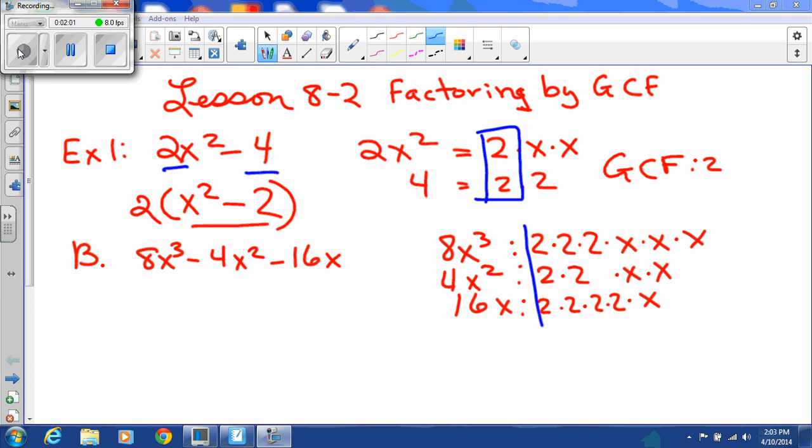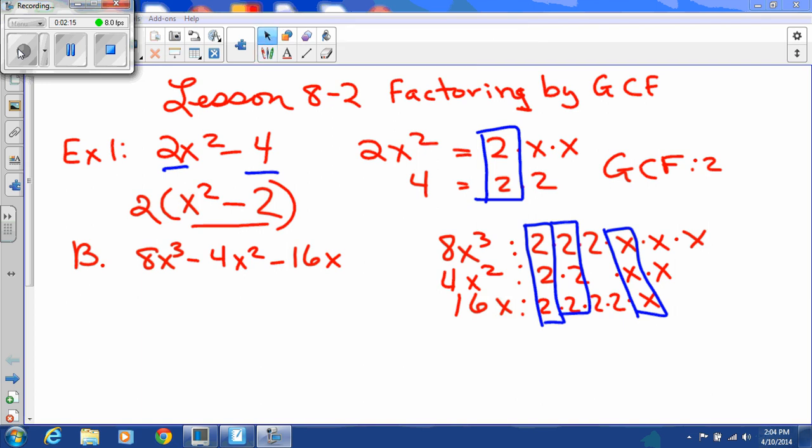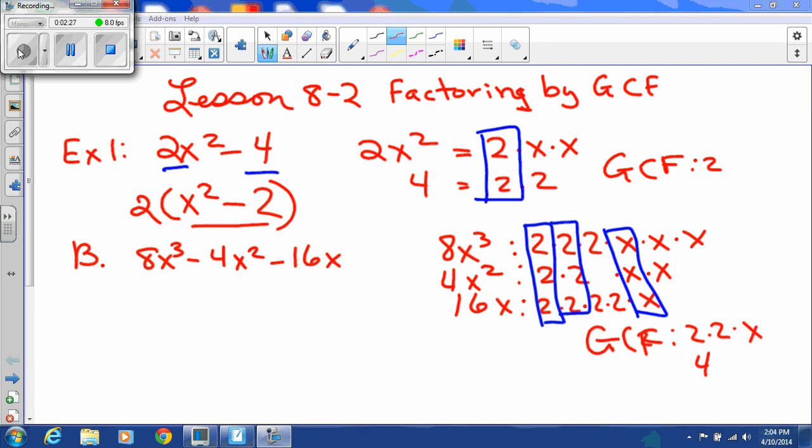The greatest common factor, therefore, is the product of the common factors, 2 times 2 times x. We have no other factors in common for all 3 terms. So therefore, the GCF is the product of 2 times 2 times x, or 4x. This is the number we will pull out front, leaving everything else in parentheses. Our factored polynomial will have 3 terms because we're starting with 3 terms. 4x is our GCF. We're going to divide each of these terms by 4x.